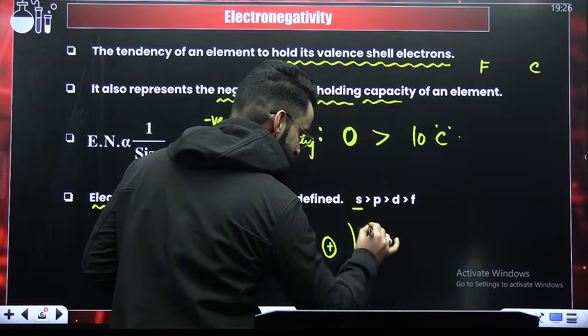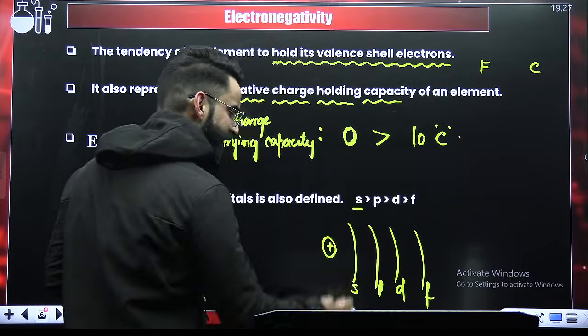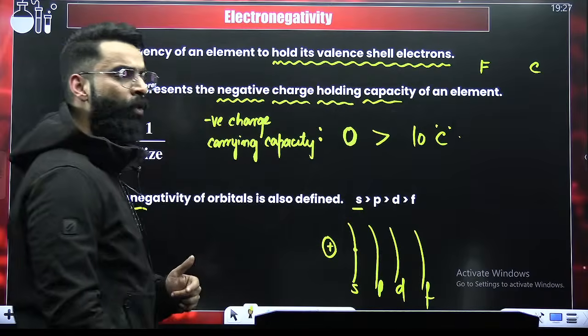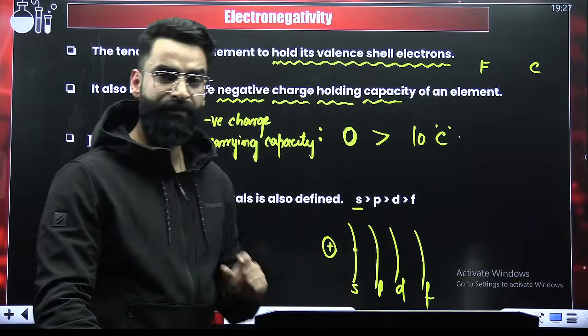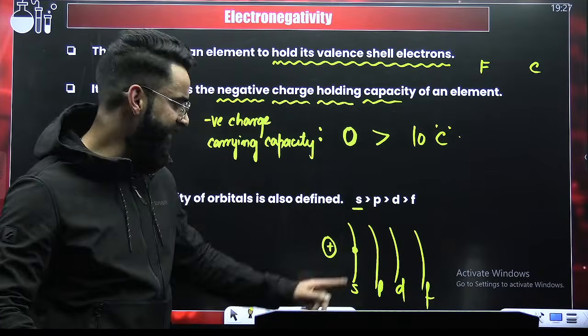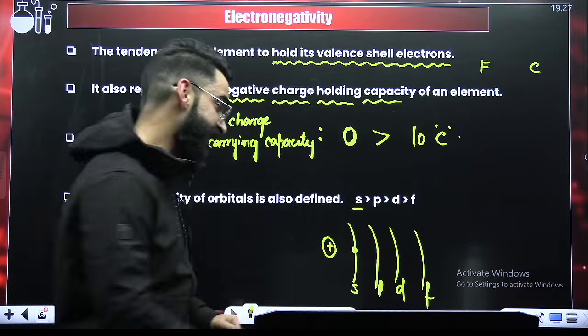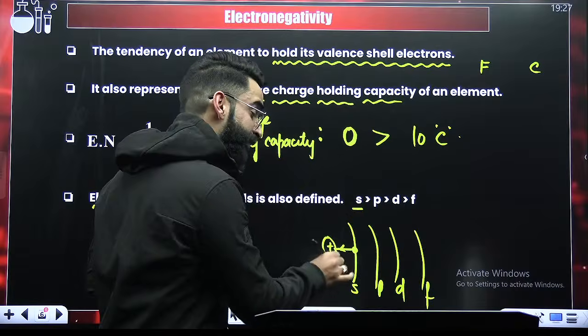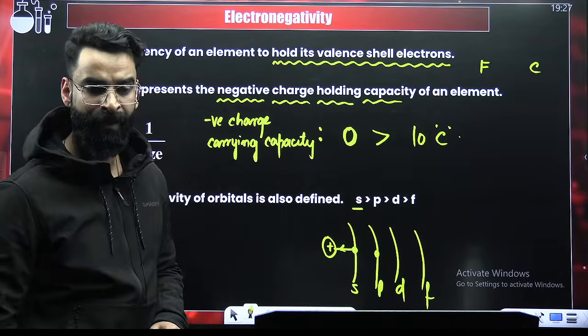S orbitals, this is p for example, just to make you understand, this is d, this is f, right? S orbitals have got more electronegativity than that of p, than that of d, than that of f. What does that mean? That means if the electron is present in s, since s is closer to the nucleus, it will experience more attraction as compared to the electron which will be present in p, as compared to the electron which will be present in d. Right?